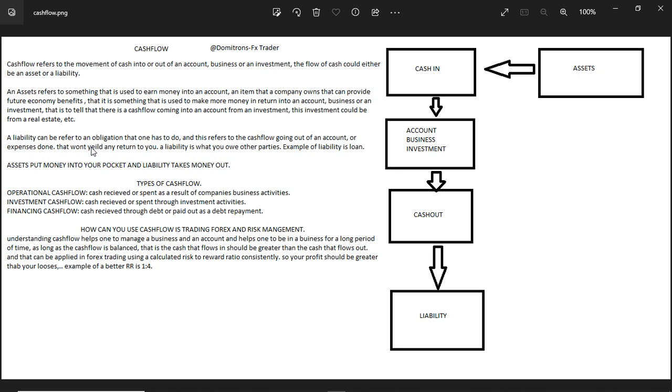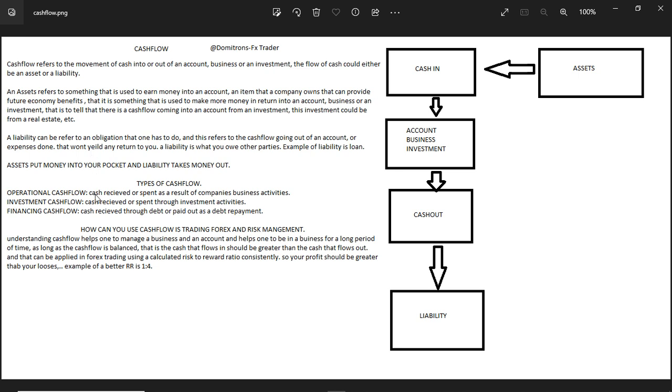So a liability can be referred to as an obligation that one has to fulfill, and this refers to the cash flow going out of an account, or expenses done. That won't yield any return to you. So a liability is what you owe another party, and examples of liability are a loan, a debt, and some other stuff like that.